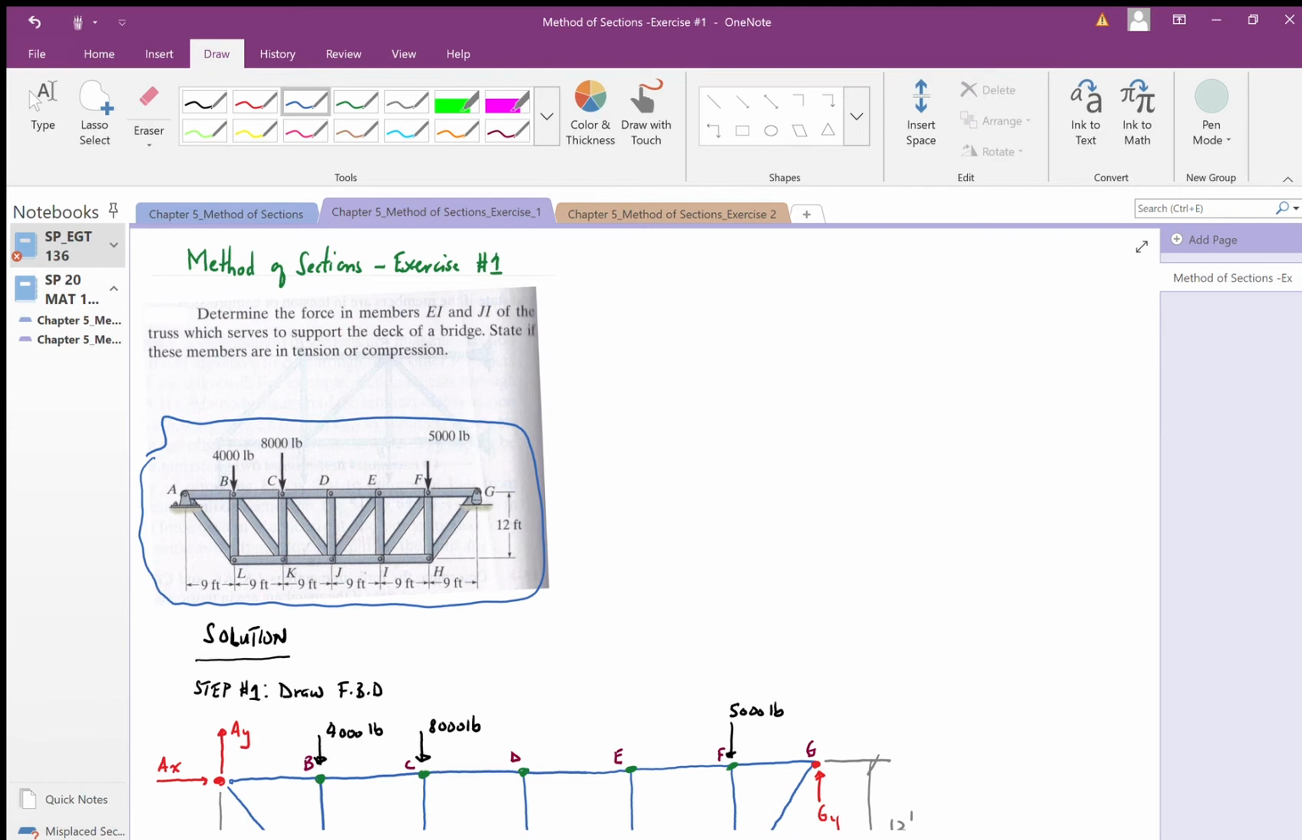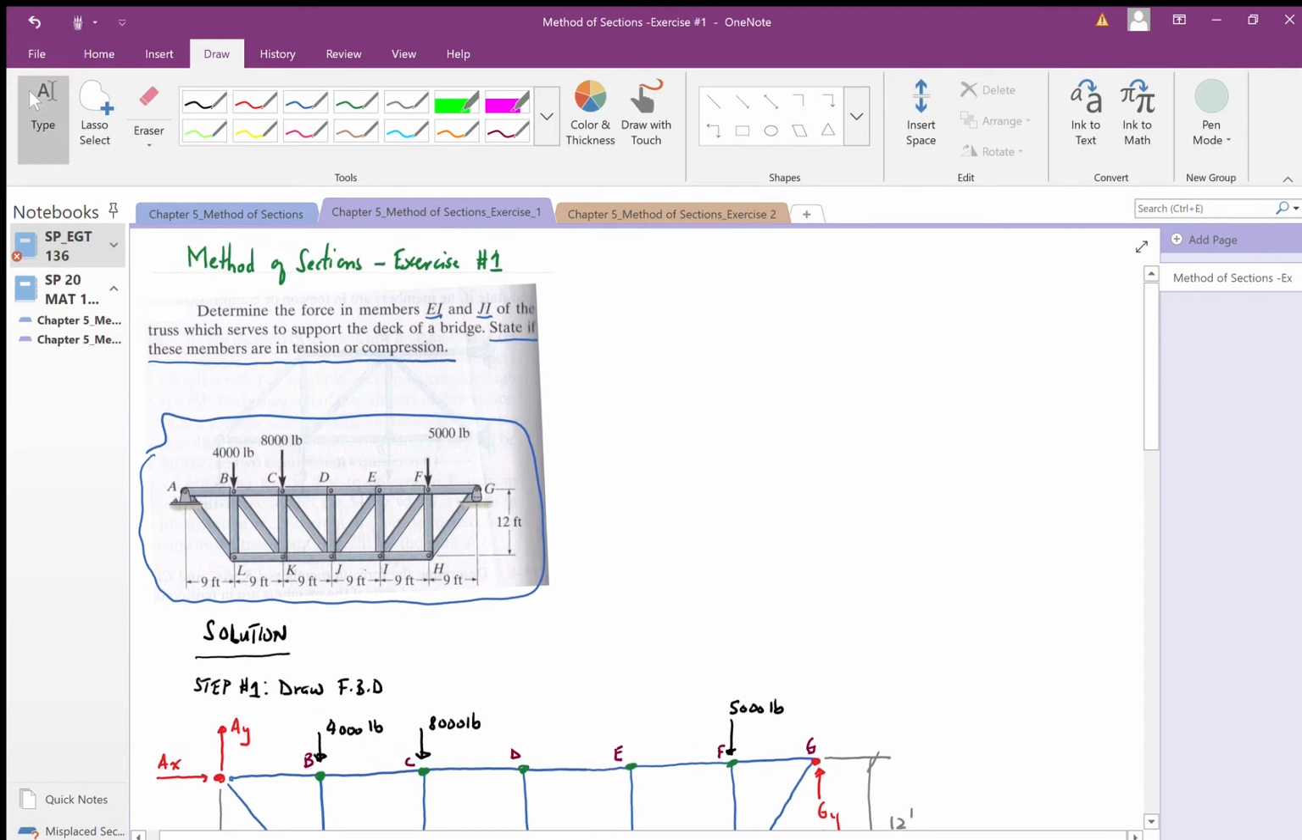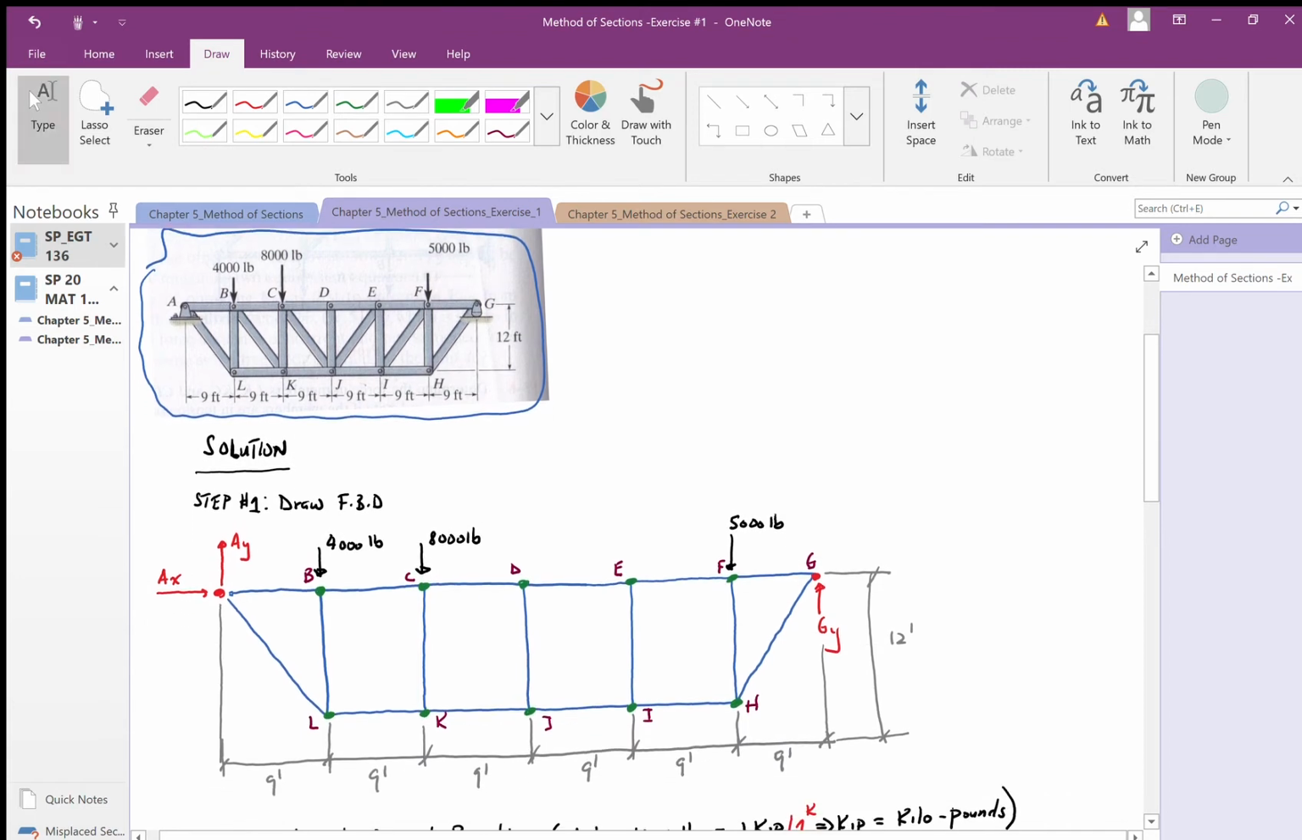Here is an example problem reinforcing what we learned. This problem asks us to determine the forces in members EI and JI of the truss below, which serves to support the deck of a bridge. They're asking us to state if these members are in tension or compression. The bigger picture is that you need to understand which members are in tension or compression so you can choose the right material that can withstand the load this deck or bridge will undergo.